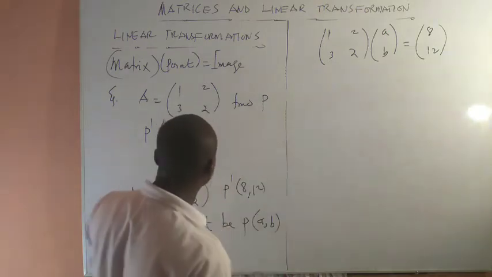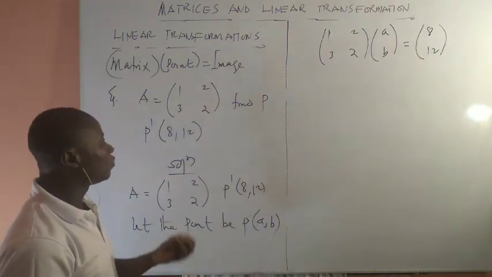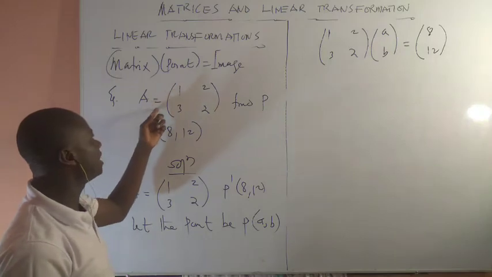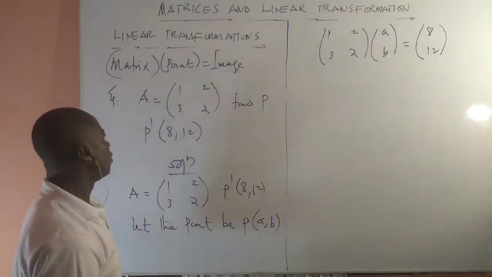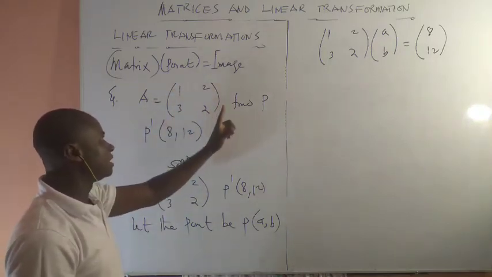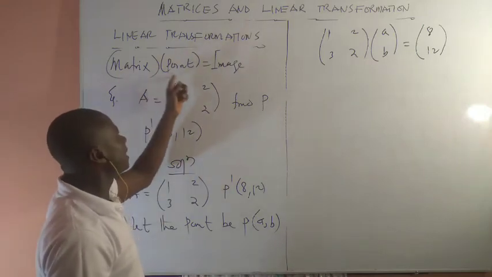So take note, when you are given the question, you have to know what you are given and what you are not given. Here, we are given the matrix A equals 1, 2, 3, 2. And we are given the image. We are not given the point. But we know that we multiply the matrix by the point to get the image.